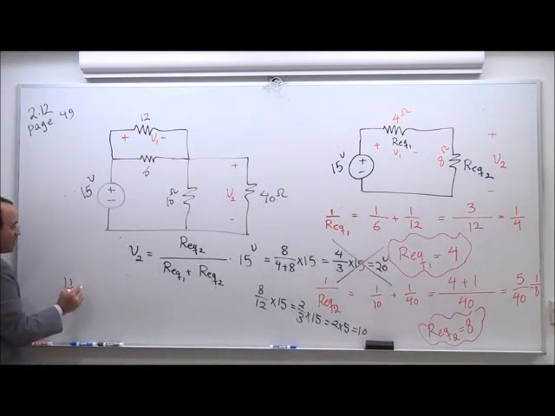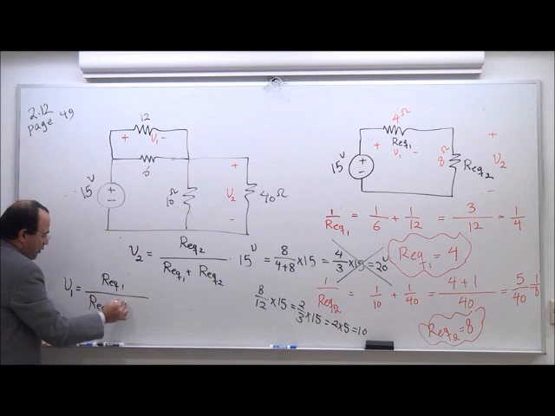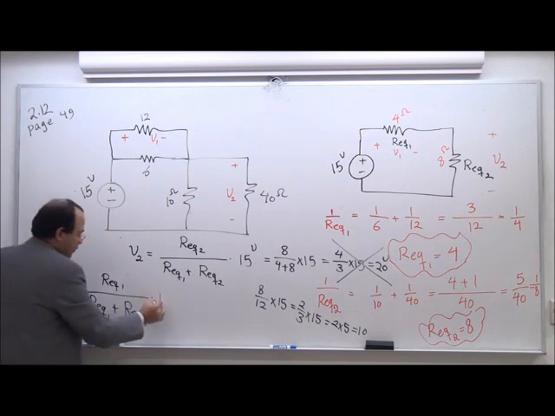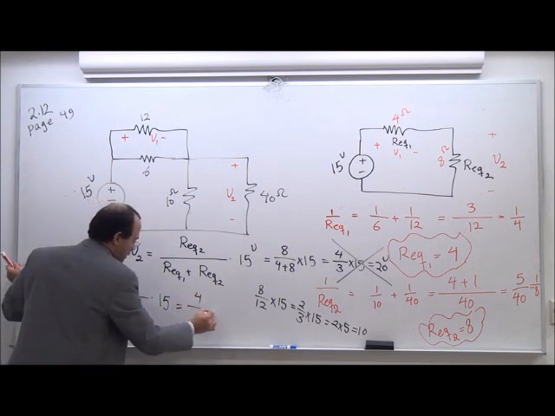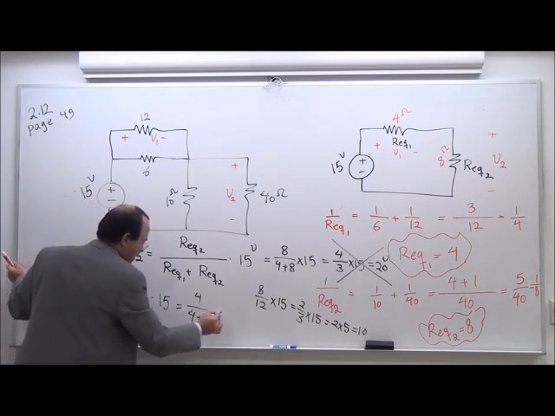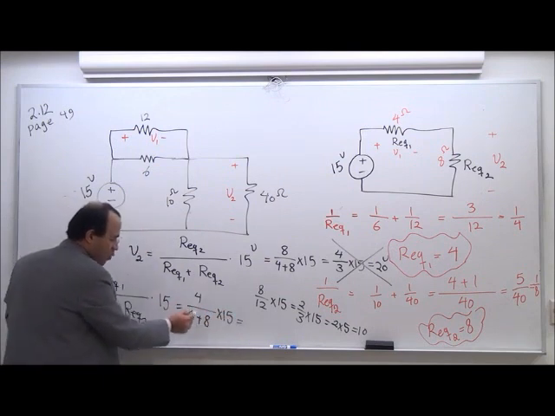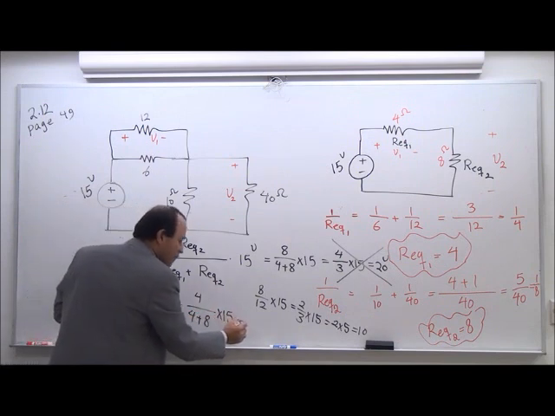So V1 is equal to R equivalent 1 divided by R equivalent 1 plus R equivalent 2. This is the R rule we call, times 15. This time, 4 ohm divided by 4 plus 8 times 15. So this is going to be 4 over 12, 1/3, 1/3 and 15. That's going to be 5. This is 5 volts. That makes sense.